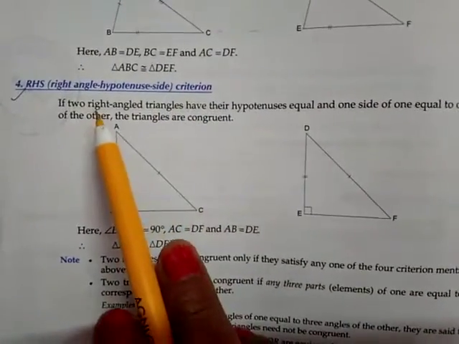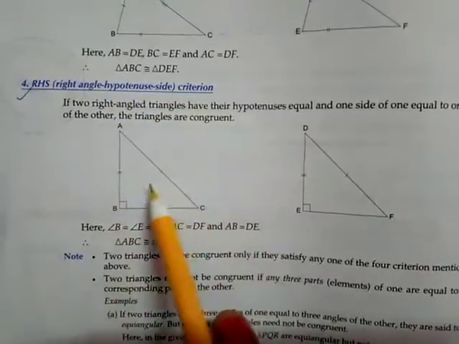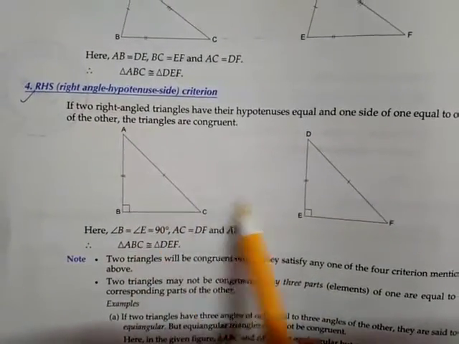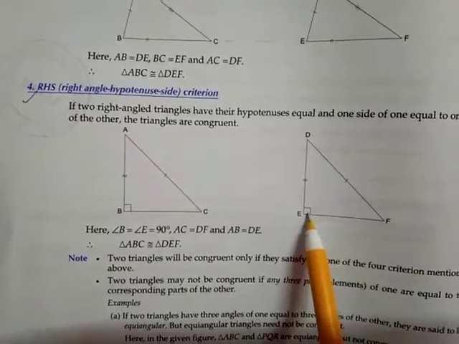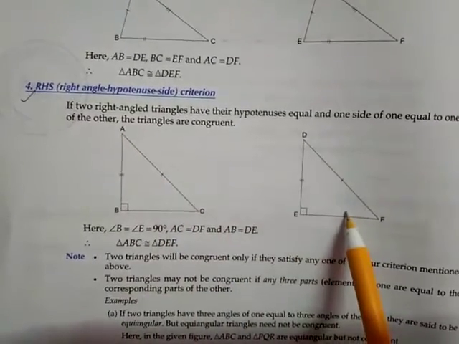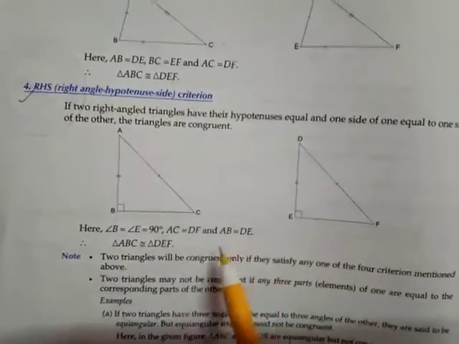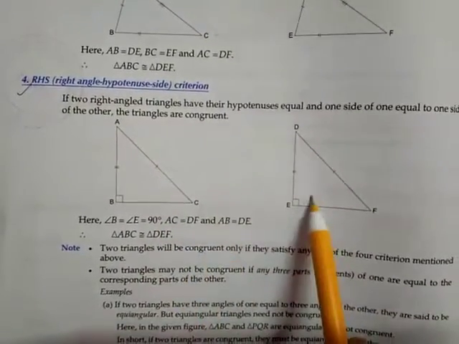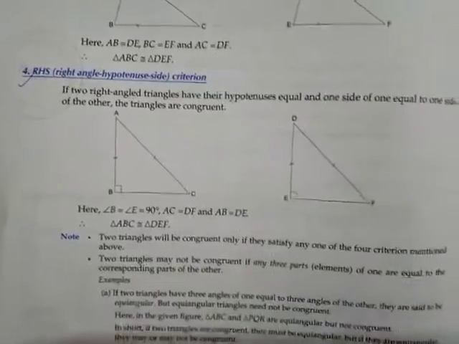Fourth test is right angle hypotenuse side. This side is congruent to this side. This angle is 90 degrees. Again, this angle is 90 degrees. This one is the hypotenuse. This hypotenuse is equal to this hypotenuse. Clear? So in this case, we can say that by RHS test, both the triangles are congruent to each other. Clear, student? I hope you understood.